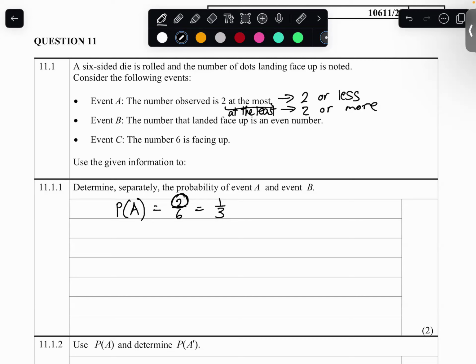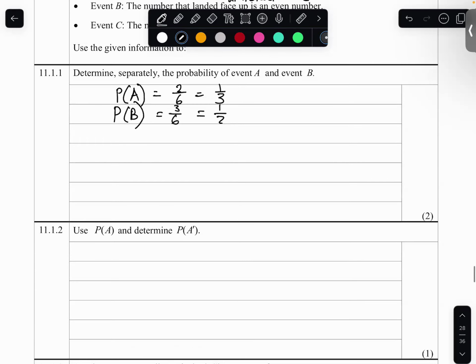Okay, and then event B, the number that landed face up is an even number. That gives me 3 options out of 6, which gives me 1 over 2. 3 options because there's 3 even numbers on a dice over total possible 6 outcomes. Okay, next question says you use the probability of A and determine the complement of A. The probability of the complement of A is equal to 1 minus the probability of A. That gives me 1 minus 1 over 3, which gives me an answer of 2 over 3.